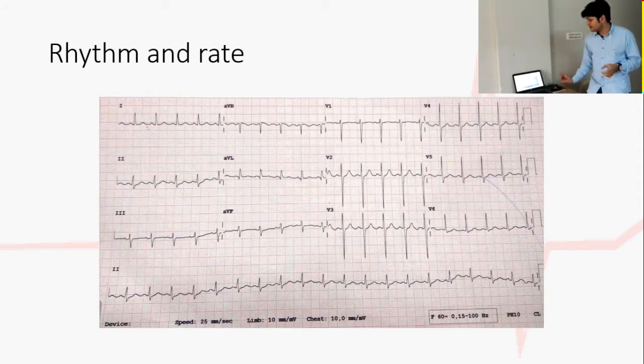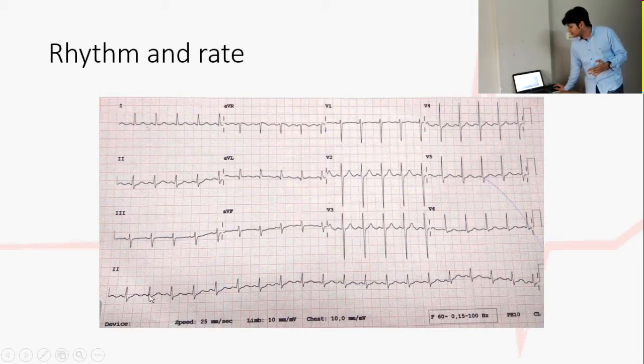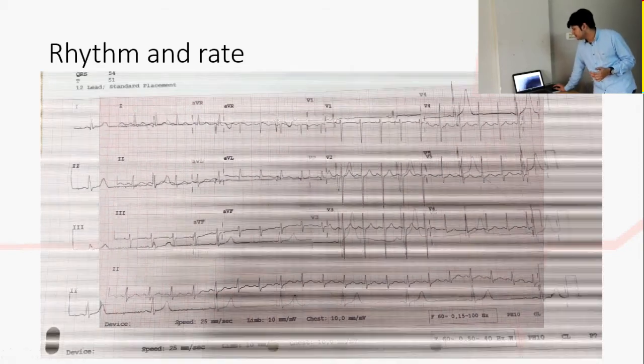Now we understood one thing: when the rate is a little faster, you can apply the formula of 1500 divided by the small squares, because the calculation is easy and you can count the small squares very easily. But when the rate is normal or bradycardia, it is difficult to count the small squares between the two R waves and it takes a lot of time. So the formula of 300 divided by large squares will be easier. We can see with the next example.